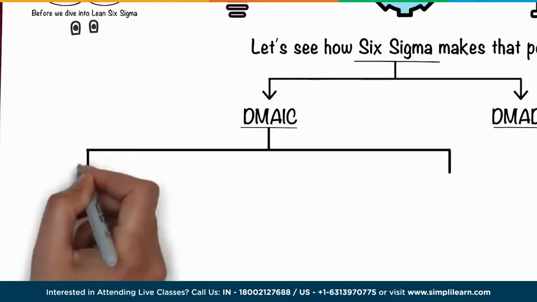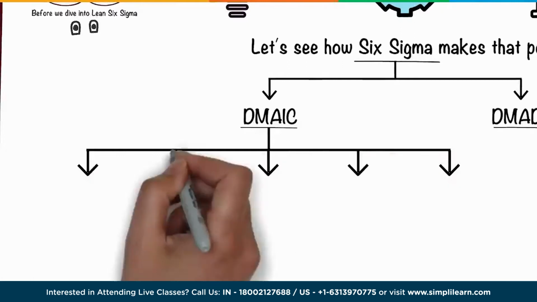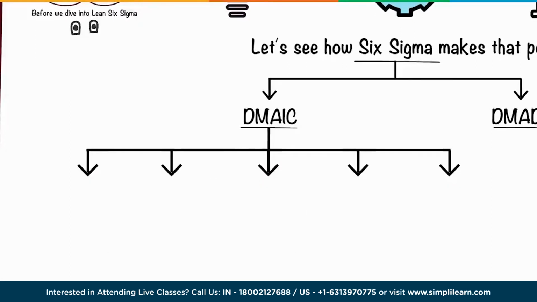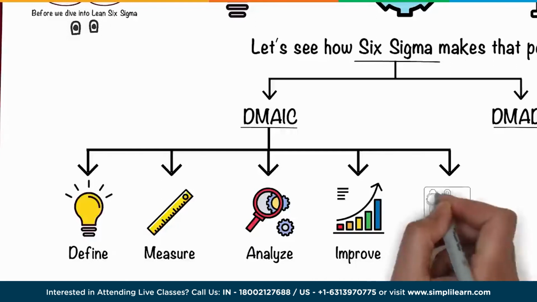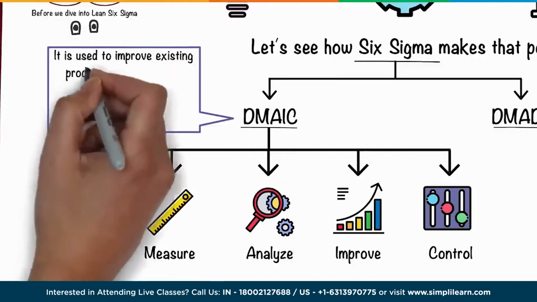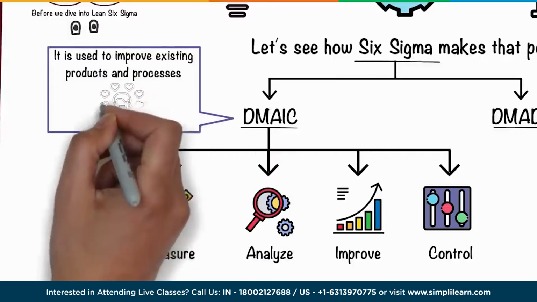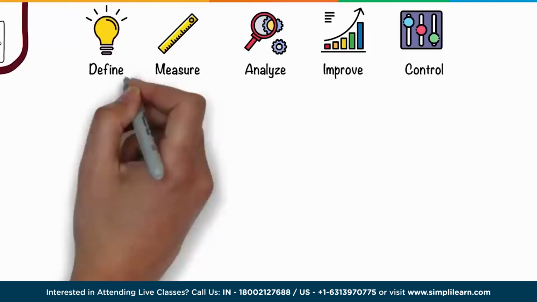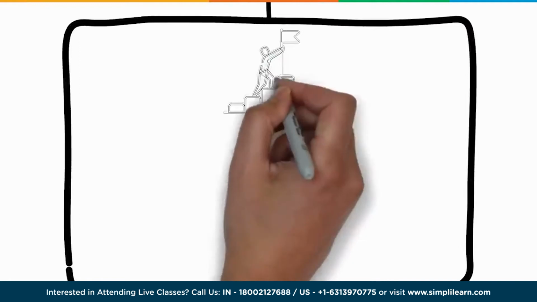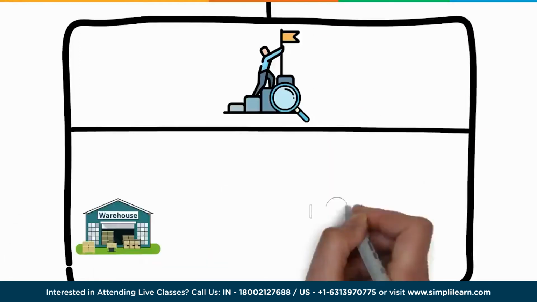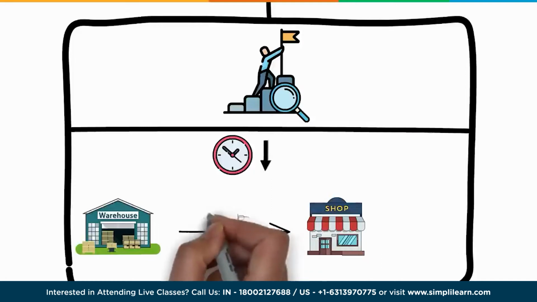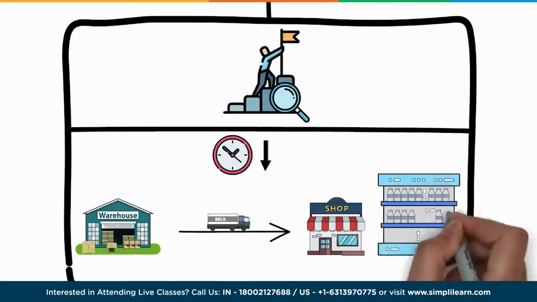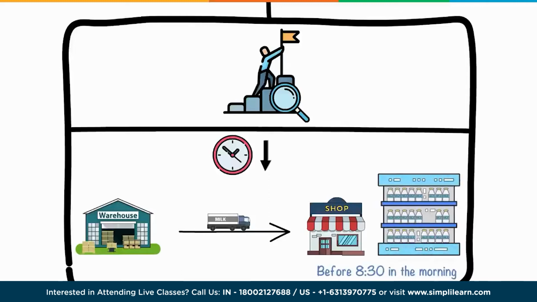Let's have a closer look at DMAIC, since Lean Six Sigma uses the DMAIC methodology of Six Sigma. DMAIC is an acronym for Define, Measure, Analyze, Improve, Control. It is used to improve existing products and processes so that it can meet the customer's requirements. In the Define phase, you determine what the goals of the project are. In this case, you want to reduce the amount of time taken to deliver milk from the warehouse to the supermarket, so that it is stocked on the supermarket shelves before 8:30 in the morning.